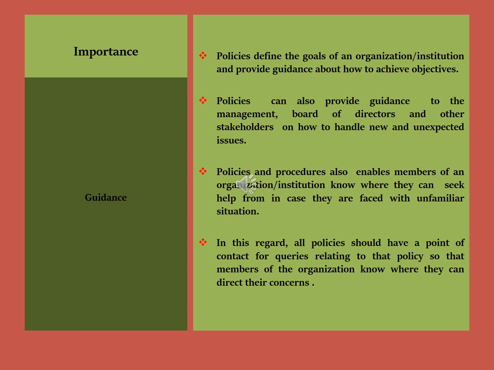liberty to look for a relevant office or department or institution that is responsible for the implementation of a given policy. In this regard, all policies should have a point of contact for inquiries relating to that policy so that members of the organization know where they can direct their concerns. If, for instance, you want to report crime, then a policy on crime should clearly indicate which office and at what level a given type of crime should be reported. And again, how should that crime be investigated and how should it be prosecuted?